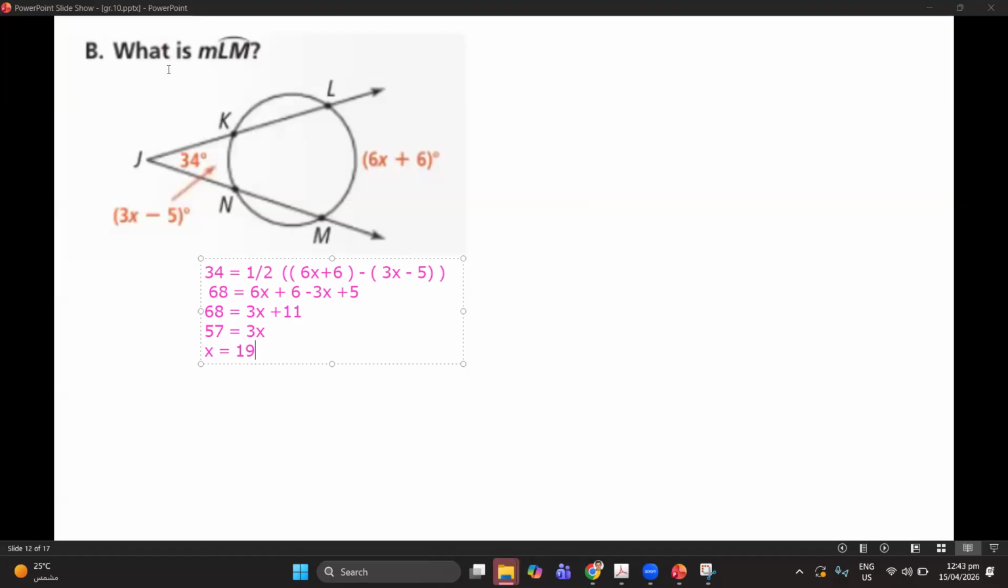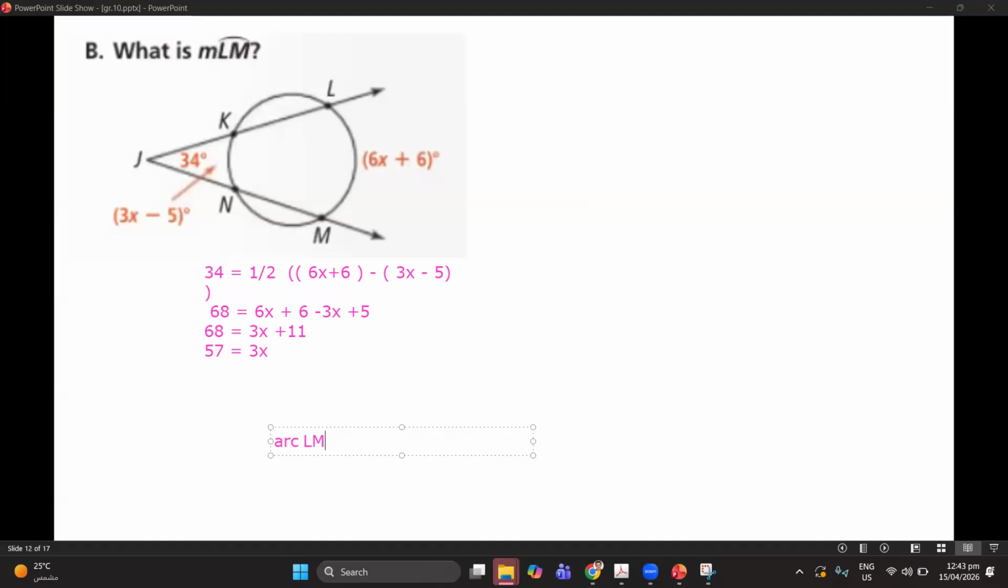Excellent. I found x now. What did the question ask me to find? The measure of arc LM. So how can I find it? I will replace x with 19: 6 times 19 plus 6, which is 120.